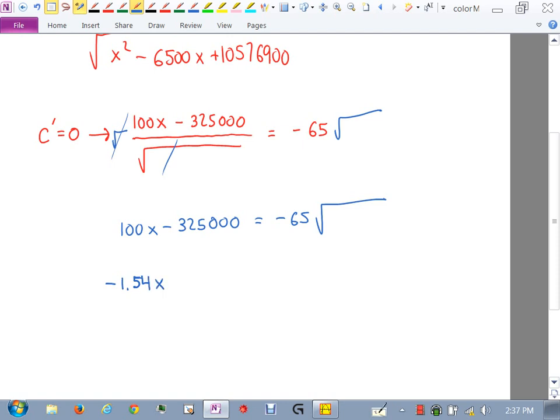14x. I'm taking 325,000 dividing by 65. Ooh, that goes in nice. So I get plus 5,000 equals the square root of all that junk. Okay, just divide it through by negative 65. Now, square both sides of the equation.